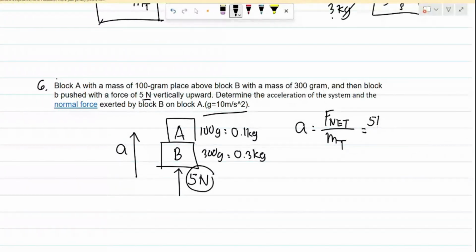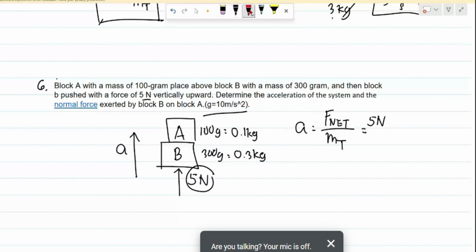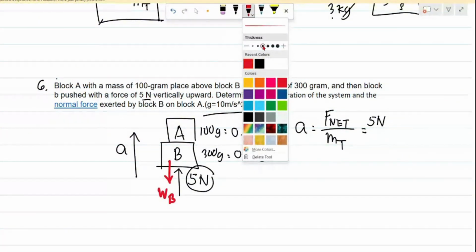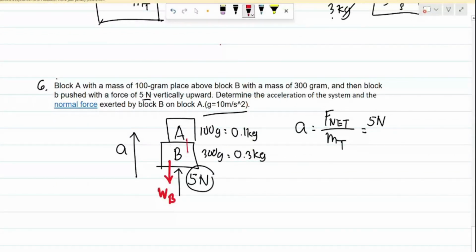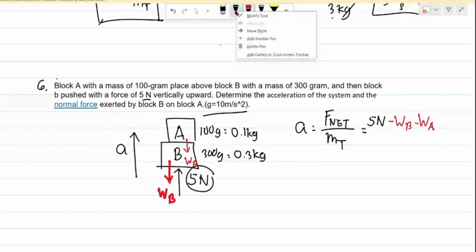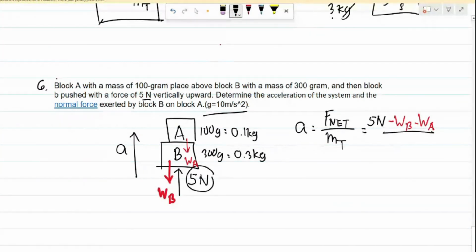So we have 5 newtons. Sir, what opposes it? Let's see. What opposes it is the weight of block B, and also the weight of our block A. So therefore, 5 newtons minus W sub B minus W sub A. Of course, this needs to be over the total mass.